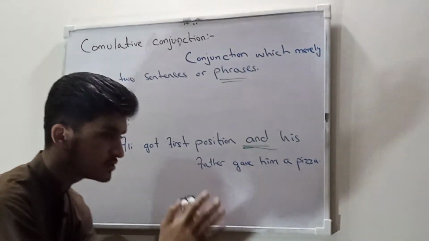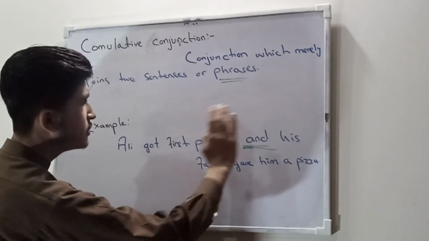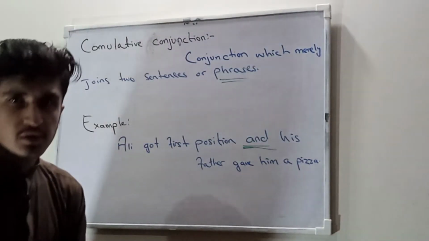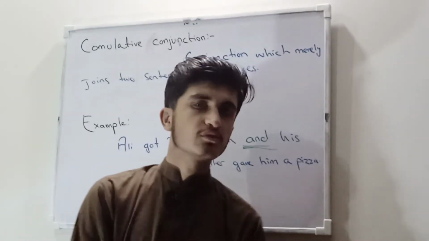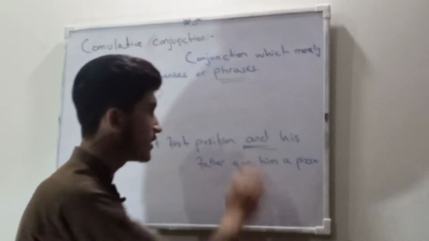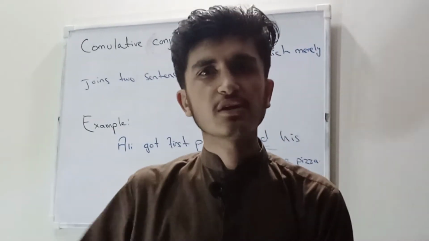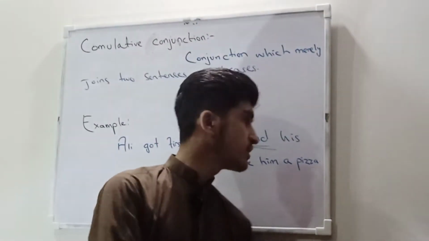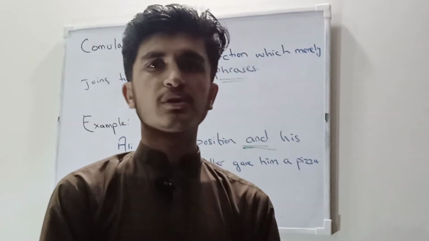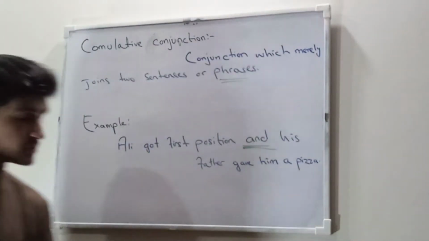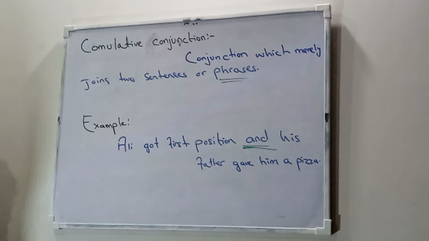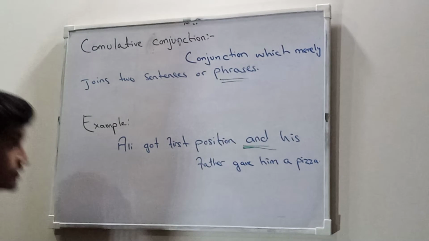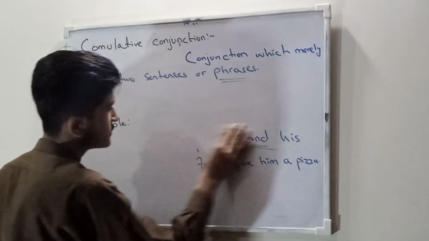Now this 'and' is joining two sentences. If we remove this 'and', Ali got first position, his father gave him a pizza. It is a sentence even if I remove 'and', but that is another case, and this case we will also study, inshallah, later after tenses. So till now just understand the example of cumulative conjunction: Ali got first position and his father gave him a pizza. This was the first type of conjunction.